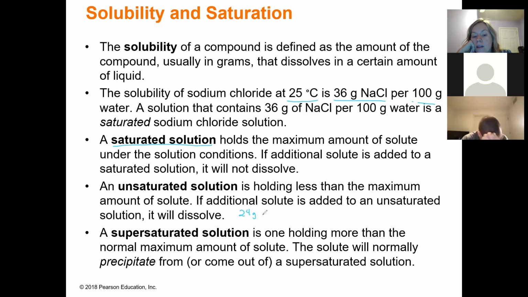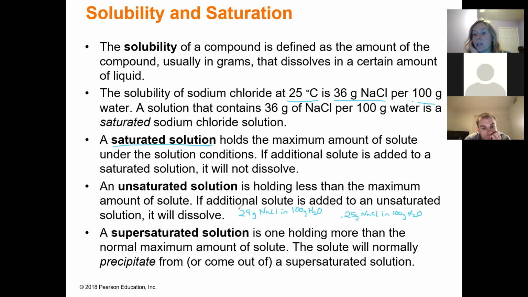So 24 grams of NaCl in 100 grams of water would be an example of an unsaturated solution. 0.25 grams of NaCl in 100 grams of water would be another example of an unsaturated solution. So there's one saturation point, there's one saturated solution, and that holds the maximum amount.